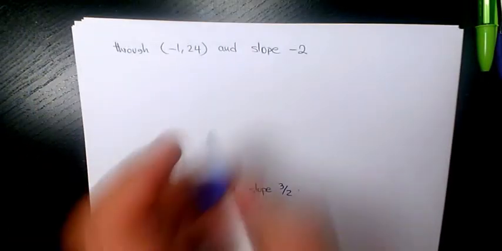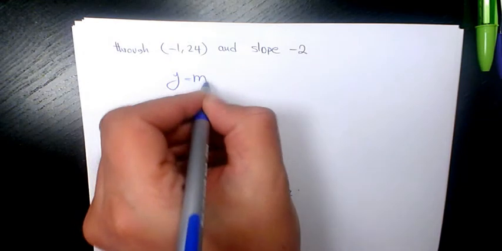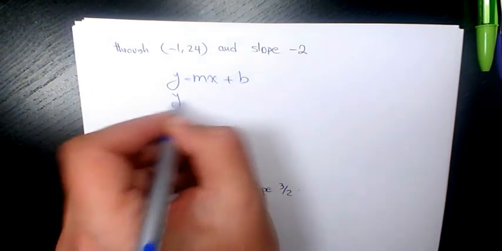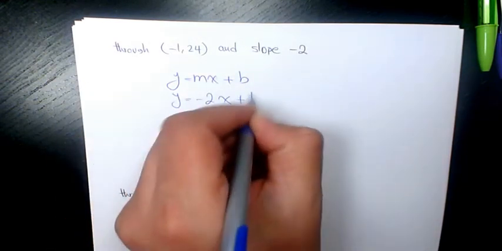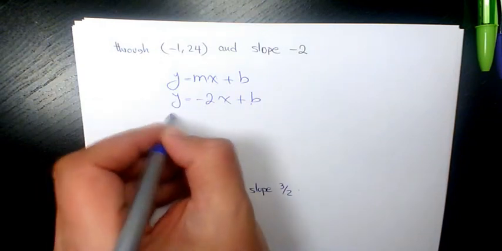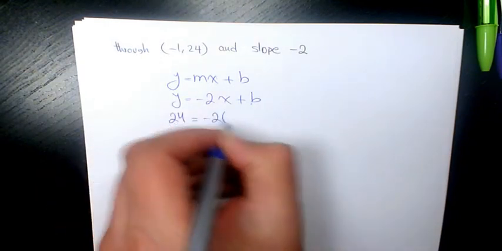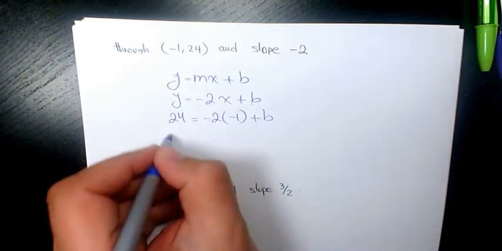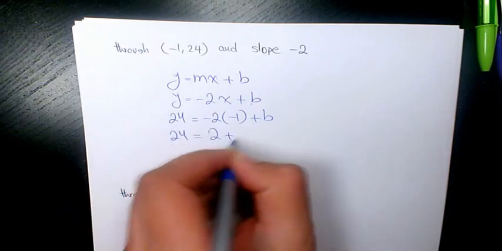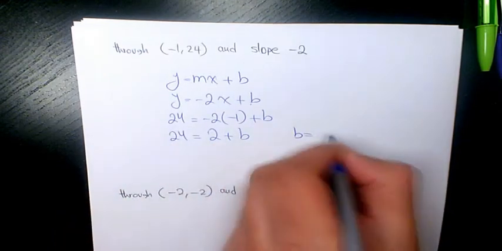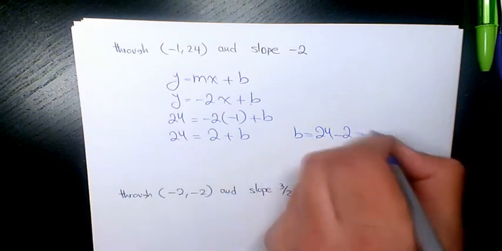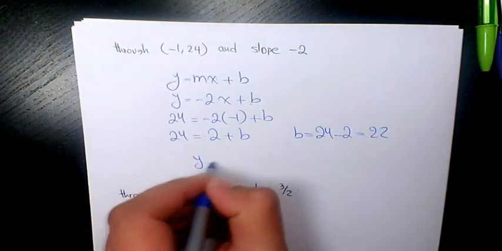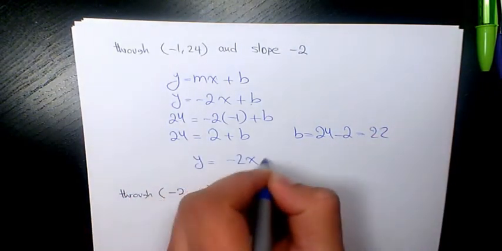Next one, we have y equals mx plus b. Slope is negative 2x plus b. When you sub it there, y is 24, x is negative 1 plus b. So we have 24 equals 2 plus b. b will be 24 minus 2 equals 22. So we have y equals negative 2x plus 22.